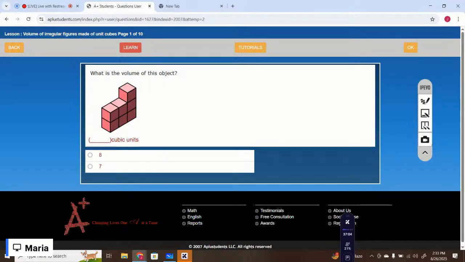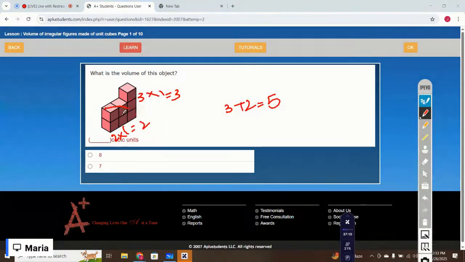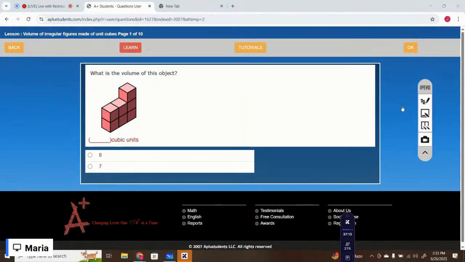What is the volume of this object? We need to count the cubes, right? So we have 1, 2, 3, 4, 5, 6, 7. So the volume of this one is 7 cubic units. Option number 2 is the correct option.